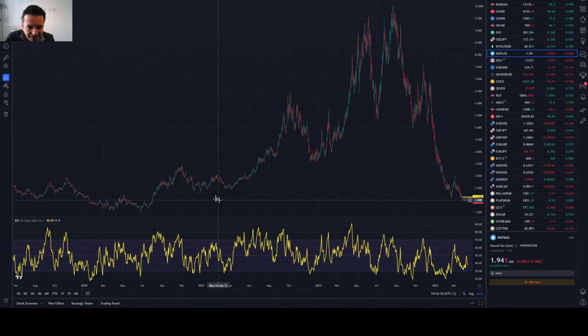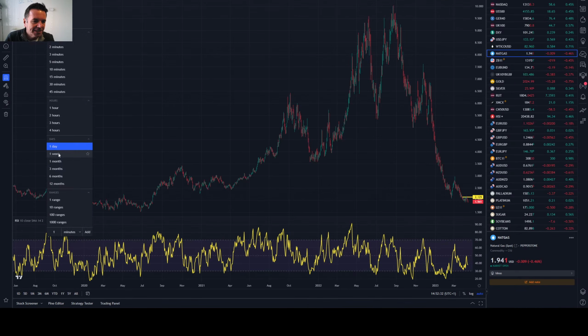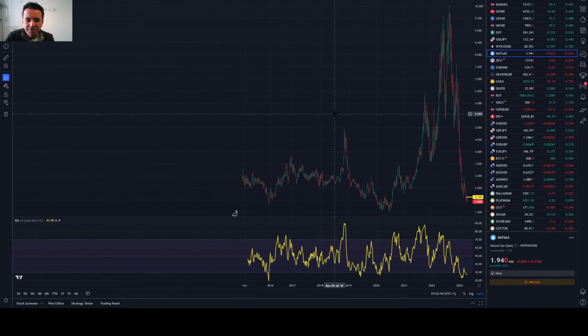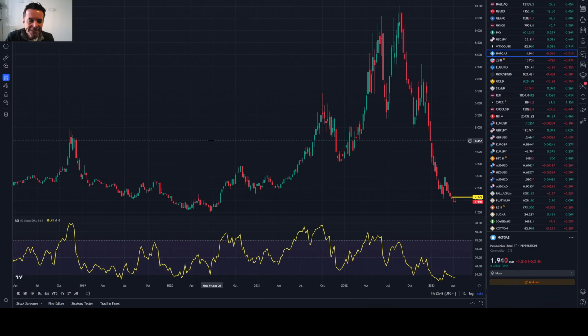But where are the big levels on natural gas? Let's go to a weekly chart. The ultimate low is June 2020, and that was $1.52 in June 2020. The most recent major low. So let's see what happens. But yeah, still a sell the rally market.